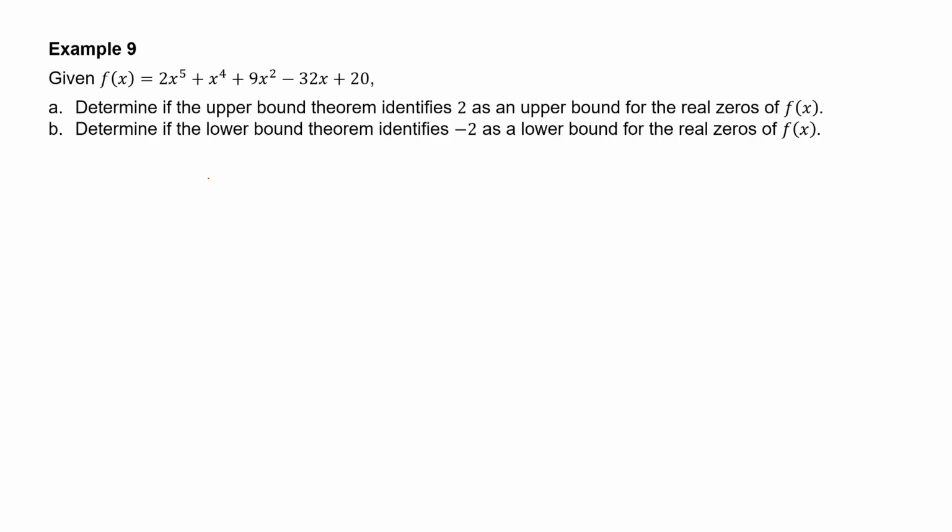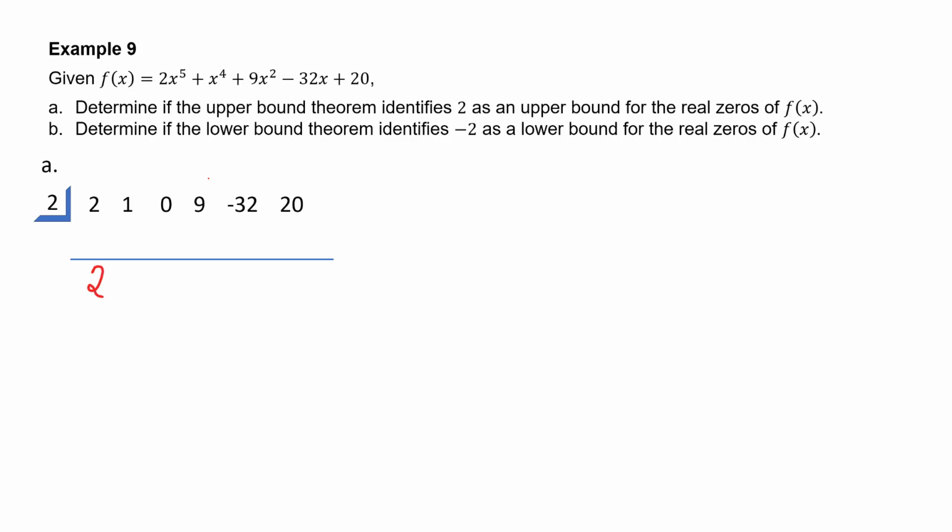Okay, example 9. Given f of x equals 2x to the 5th plus x to the 4th plus 9x squared minus 32x plus 20, determine if the upper bound theorem identifies 2 as an upper bound for the real zeros of f of x. So what we're going to do is divide this polynomial by x minus 2, which means put 2 in the bracket and put the coefficients of the function. Don't forget, there's no x cubed term, so you have to put a 0 there for that. And then do the synthetic division.